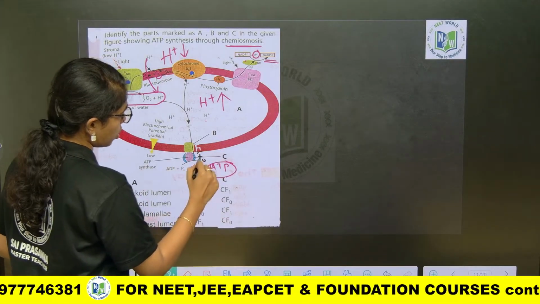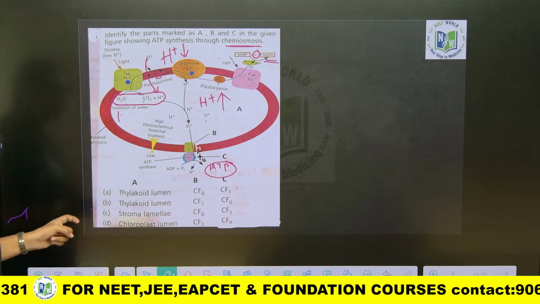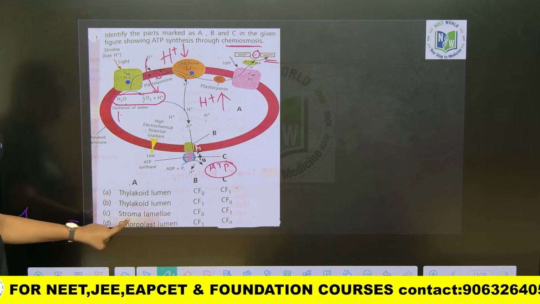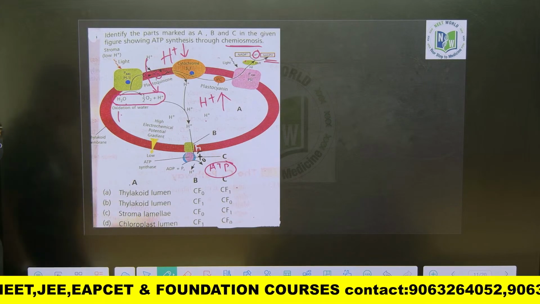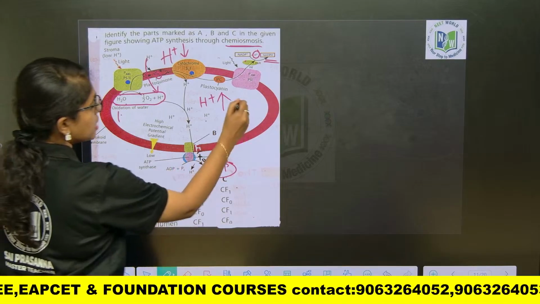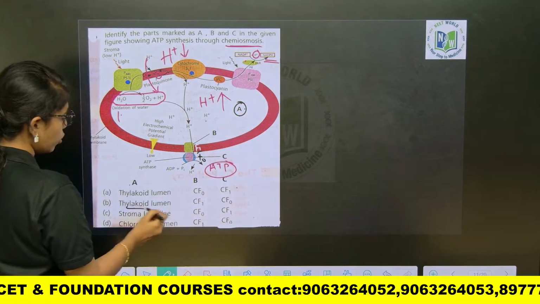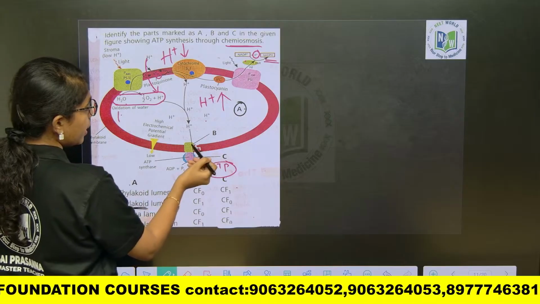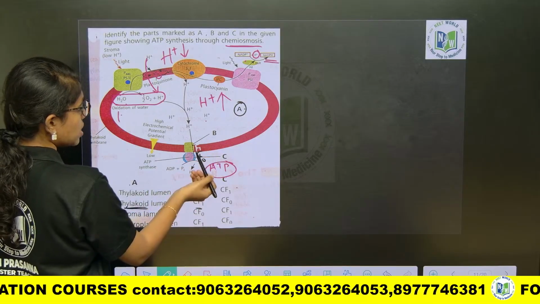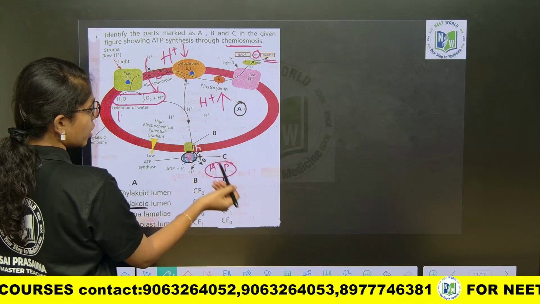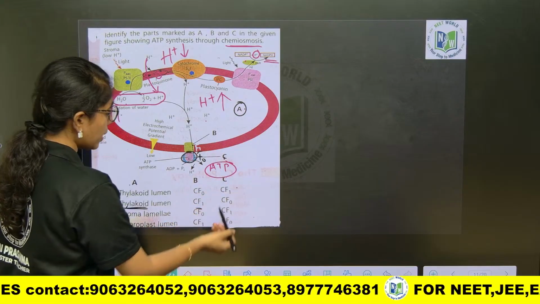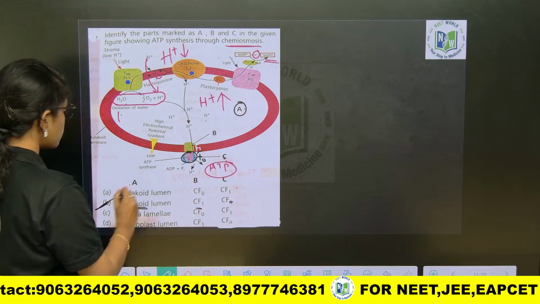This is F0. So, here you can directly answer. First, A is what? Stroma. Look into the options. See, A is here, A is what? Thylakoid lumen, and B here is what? F1, and C is what? This one which is projected towards the stroma, that is F0. So, here the option will be B.